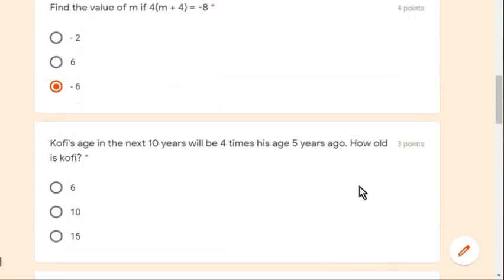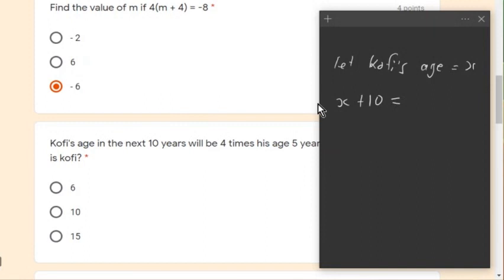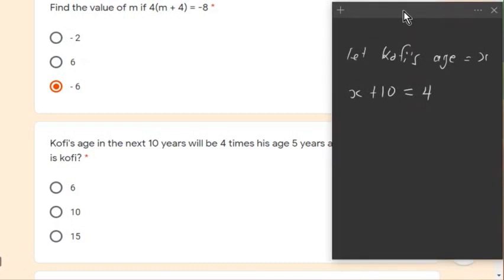Next question, Kofi's age in the next 10 years will be 4 times his age 5 years ago. So let's solve that. Let Kofi's age be equal to x. Kofi's age in the next 10 years means x + 10, and that will be equal to 4 times his age 5 years ago. So 5 years ago, his age would have been x - 5. Okay, so we solve for x in this equation.